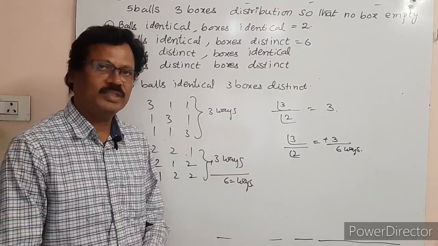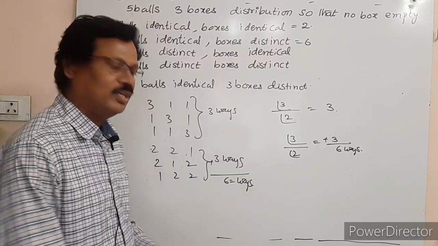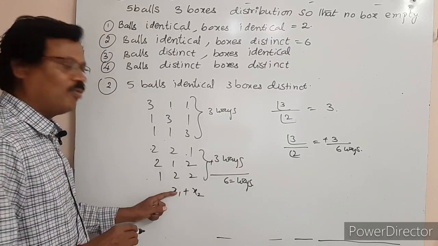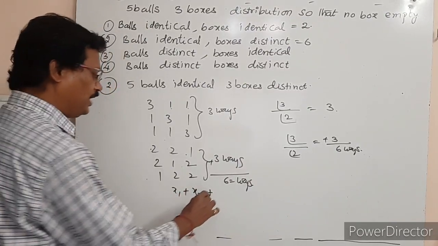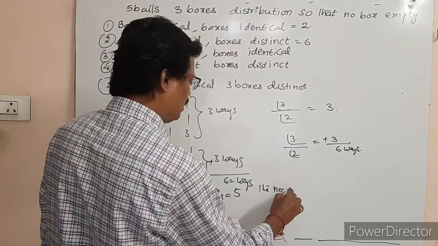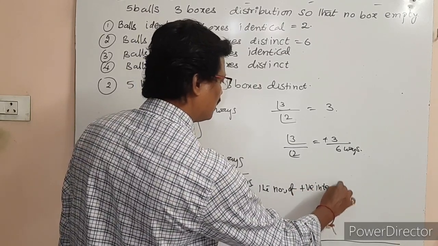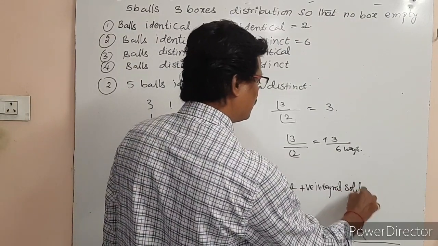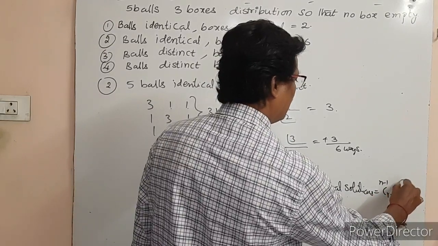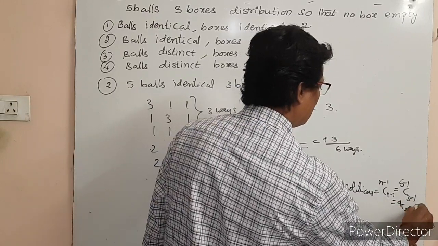Right? Or otherwise, this is nothing but the positive integral solution of the equation x1 + x2 + x3 = 5, where x1 is the first box, x2 is the second box, x3 is the third box. Total identical balls are 5. The number of positive integral solutions is n minus 1 C r minus 1: 5 minus 1 C 3 minus 1, that is 4C2, nothing but 6, the answer.